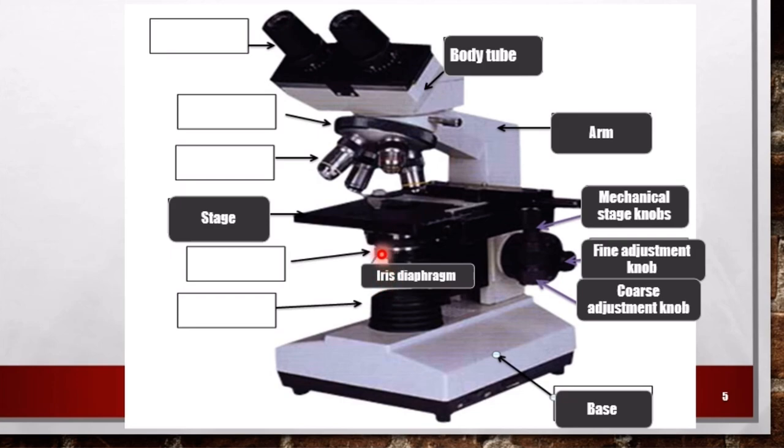What is the benefit of the iris diaphragm? Control the amount of the light which enters the condenser lens. Slide holder or clips, called clips, used for fixing of the object on the stage.